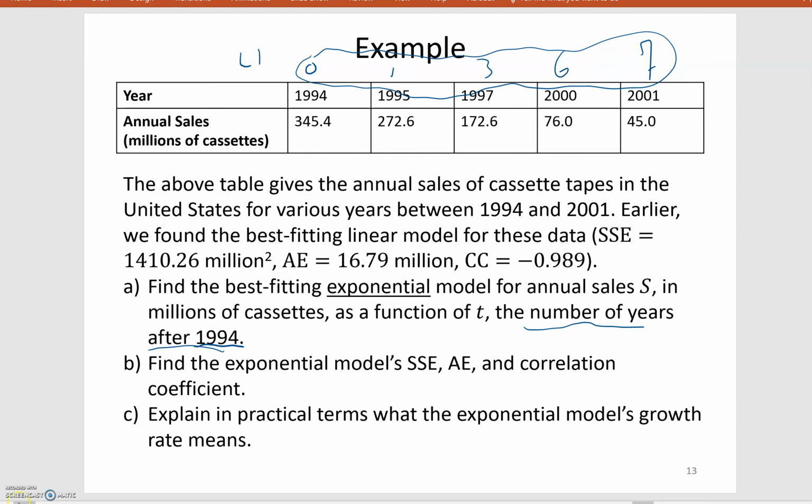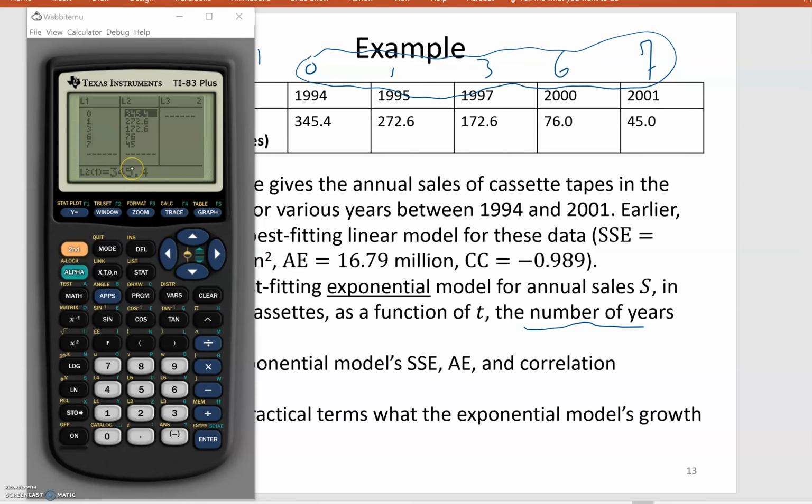So I'm going to enter these values off camera. So as you can see here, I've now entered this data into the stat editor. So I've got my L1 column is 0, 1, 3, 6, 7, and then my L2 column are the tape sales. So again, we have this precipitous drop in sales for tapes, which is expected since this is happening during the years when other media formats were introduced, like CDs and so forth.